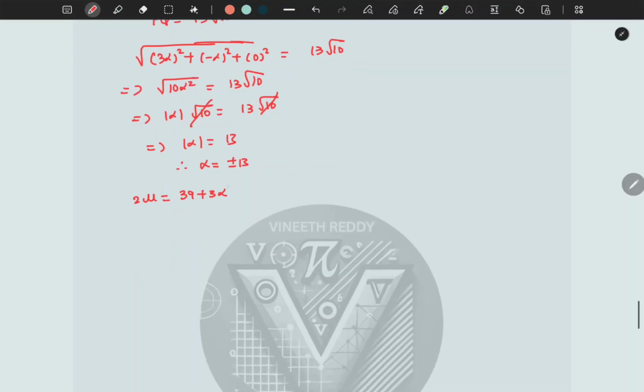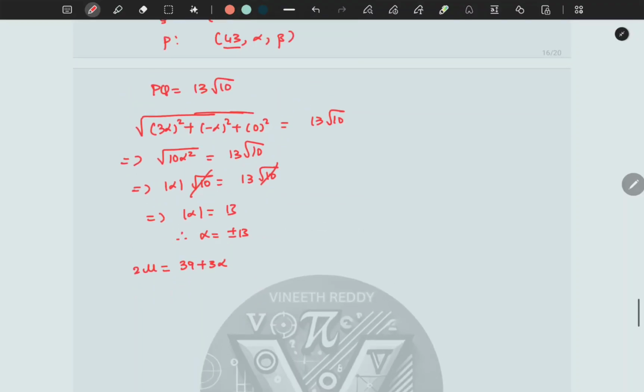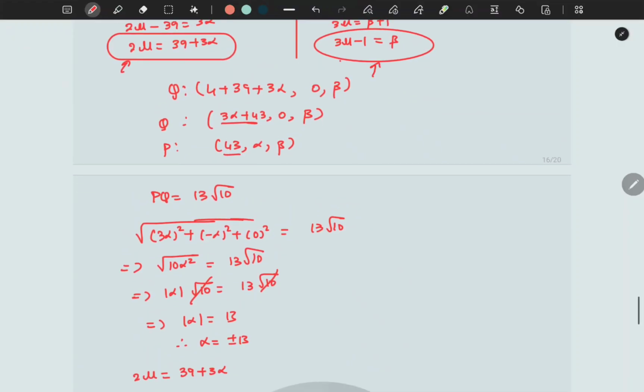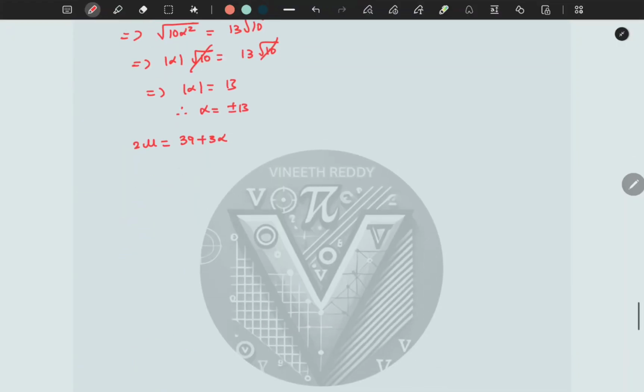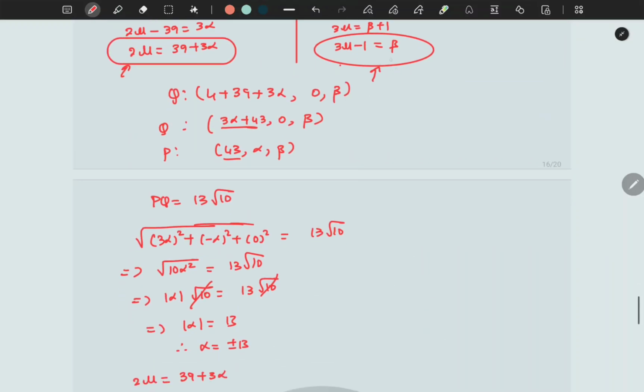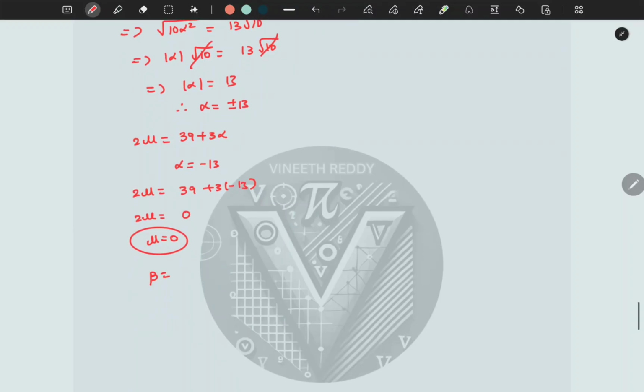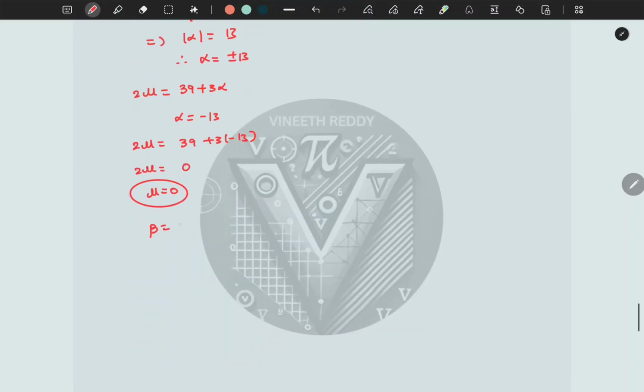If I take alpha as positive, then mu will be positive, and if mu is positive, then beta will be positive. So for that reason I will be taking alpha as minus 13. So we get 2 mu is equal to 39 plus 3 into minus 13. So this will be 2 mu is equal to 39 minus, I think 3 into 13 is 39. So that means mu is 0, right? Okay, mu could be 0 also. That's an interesting thing. That means if mu is 0, beta will be 3 into mu minus 1, that means 0 minus 1, beta will be minus 1.